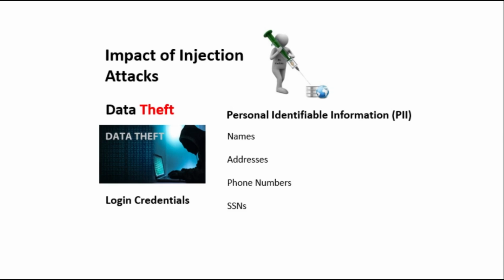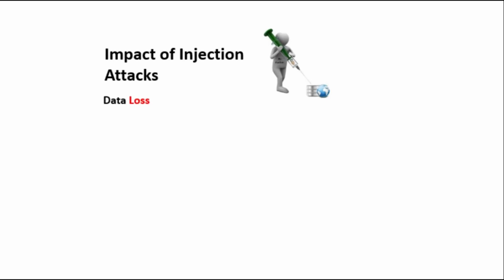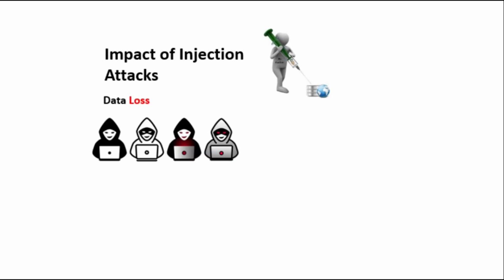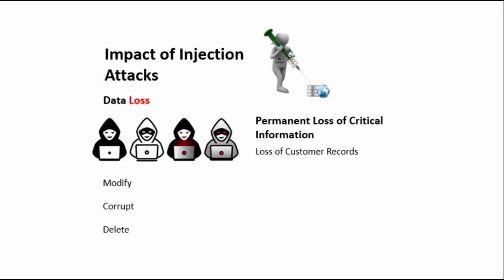Login credentials such as usernames, and hashed or plaintext passwords. 2. Data loss. Attackers can modify, corrupt, or delete entire databases, resulting in permanent loss of critical information. Impact includes loss of customer records, transaction history, or medical records. Disruption of business operations, affecting supply chains and financial reporting.